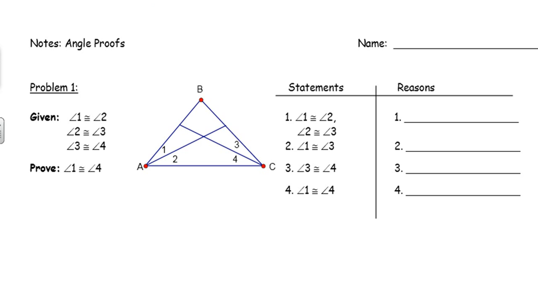Angle proofs are proofs just like geometric proofs, what we did earlier with segments. They're just proving from step to step how you reach a final conclusion. And angle proofs are going to be a little bit more challenging than segment proofs because there are a lot more definitions. You have to know vertical angles, supplementary angles, linear pair, definition of a right angle.